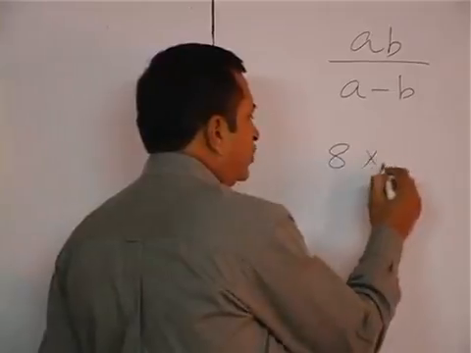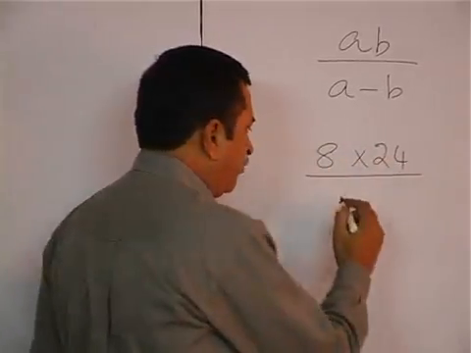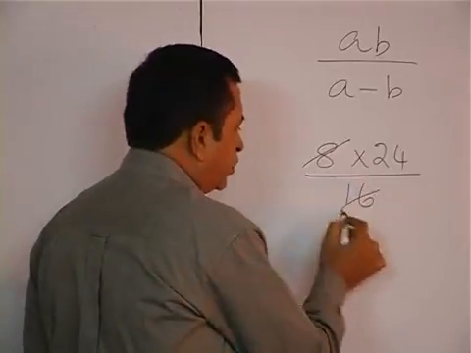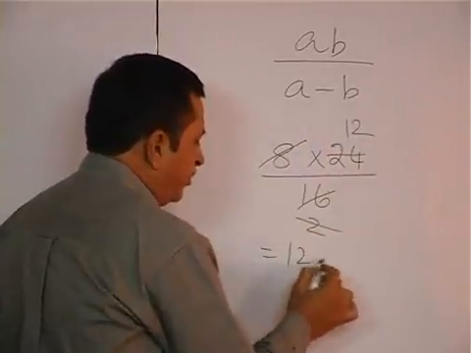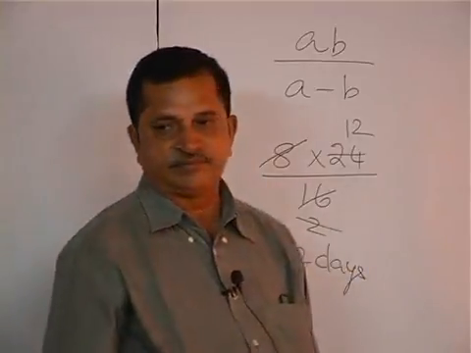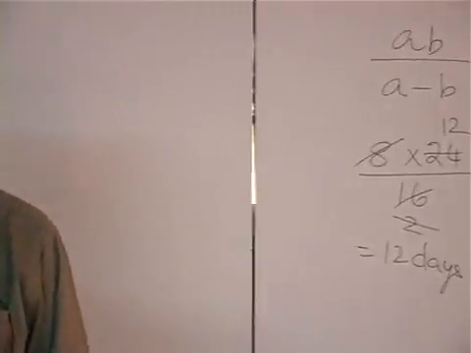8 days into 24 days by 24 minus 8, which is 16. 8 twos, 2 12s. So B can do the same piece of work in 12 days. Isn't it?